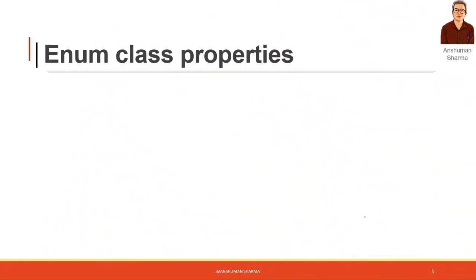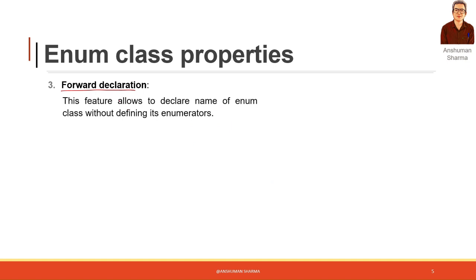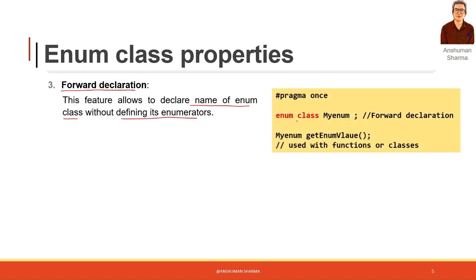Then another important thing to remember while working with enum class is the feature of forward declaration. Forward declaration allows us to declare the name of the enum class without defining the enumerators. So we could write enum class my enum.